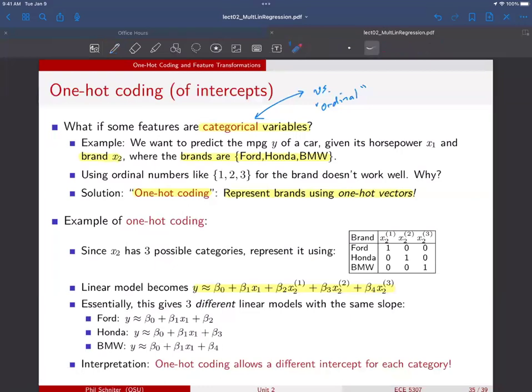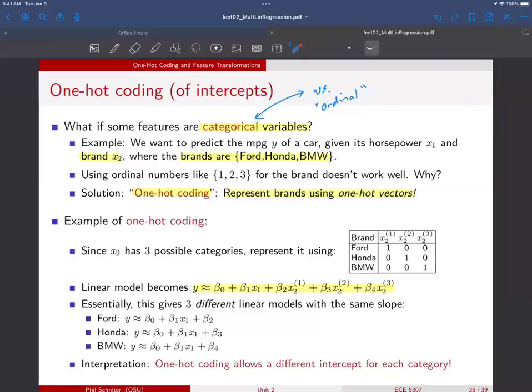So here, the way we're handling them is we have expanded the X2 feature into 3 new scalar features, and we assign them one of these one-hot vectors. And so now we're going to have an intercept coefficient, and we're going to have 4 slope coefficients that we need to fit. So now that's what we're doing.